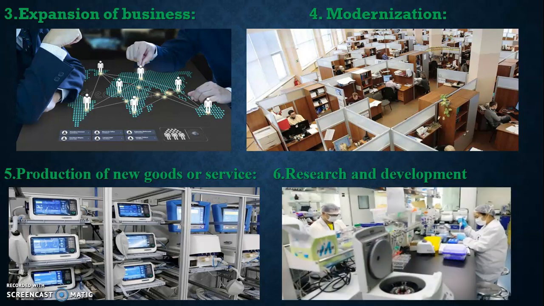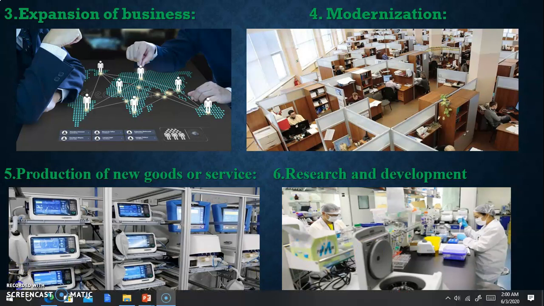Number 6, research and development. Many business firms invest their fixed assets or capital in research and development of their products and services. Here is an image of a research center. This is a virology lab in Wuhan. The researchers are researching a coronavirus vaccine or medicine. This is the world demand for products all over the world.